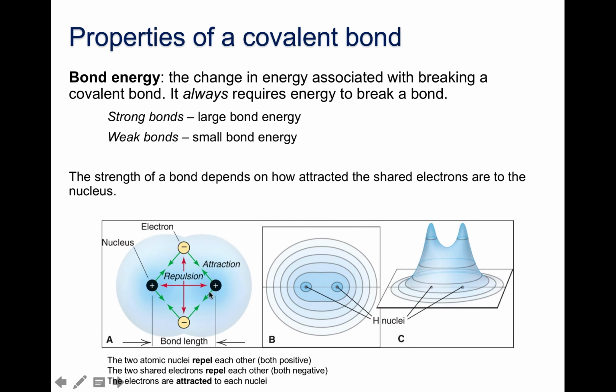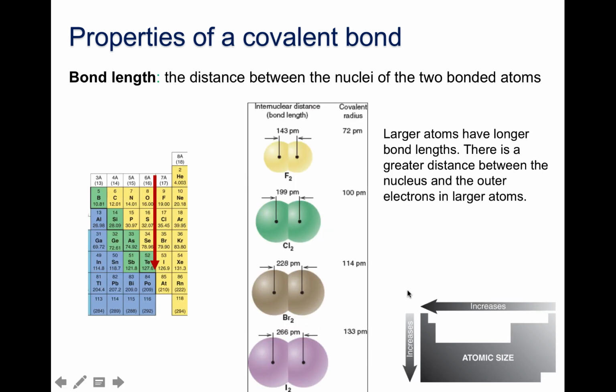The distance between the two nuclei can actually be used as a proxy for bond energy. The farther the nuclei are from one another, the weaker you would expect the bond to be. The closer they are together, the stronger you would expect the bond to be. Bond length is the last property we'll talk about of covalent compounds, and that represents the distance between the two nuclei, as I introduced on the last slide. You can predict the distance between the two nuclei based on the atomic size of the atom, which we talked about in Chapter 8.